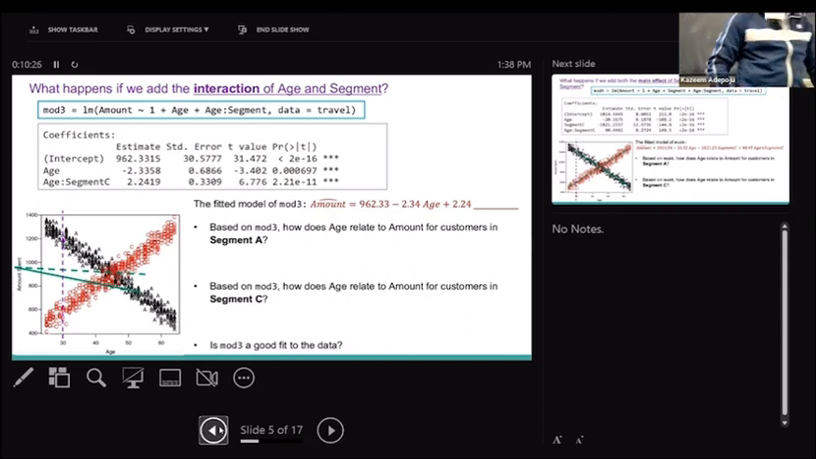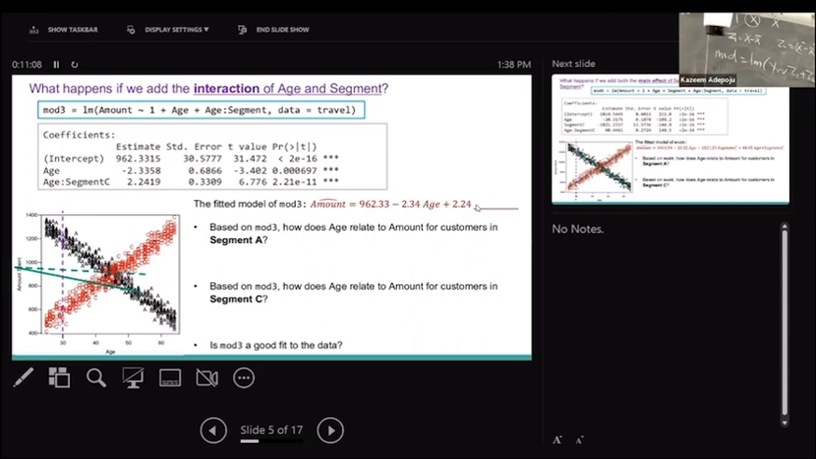Now, when you have H segment C, when segment C equals 0, you're going to have intercept 962.33. The slope is going to be negative 2.34. When that is equal to 1, of course, the slope is basically going to change. When the slope changes, the intercept will not change. Do you see what I just did right now? I'm going to show you on the board. Give me 1 second.